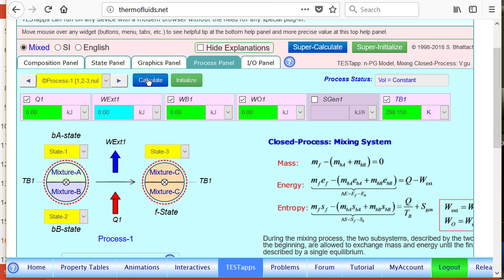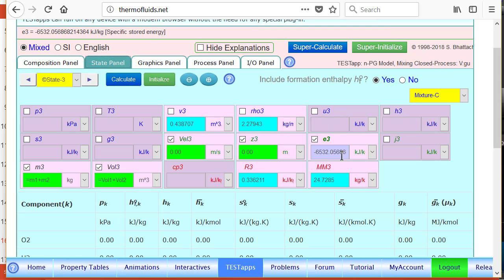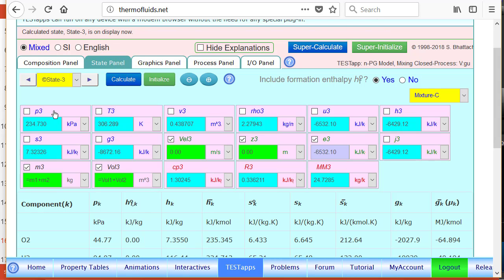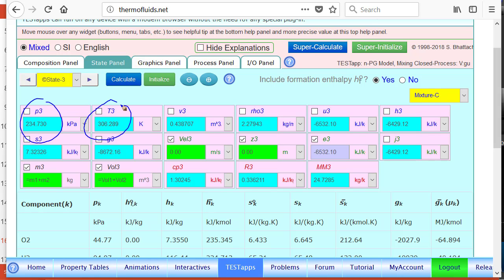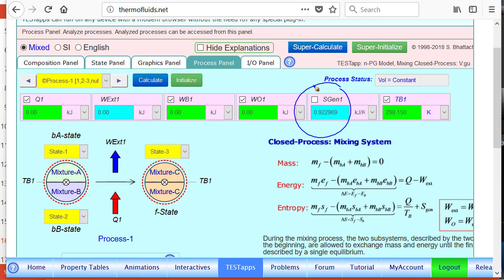If I do a calculate here and go back there, yes, the energy has been calculated and posted, and now a calculate button should bring us the final pressure and temperature, and in the process panel, the entropy should also have been calculated. So the problem has been solved.